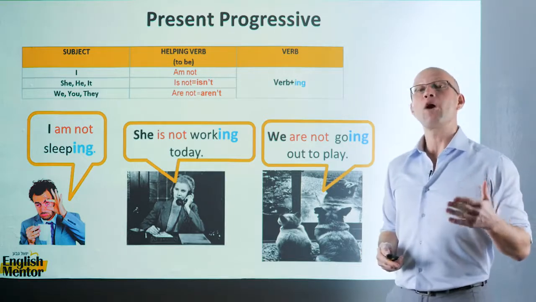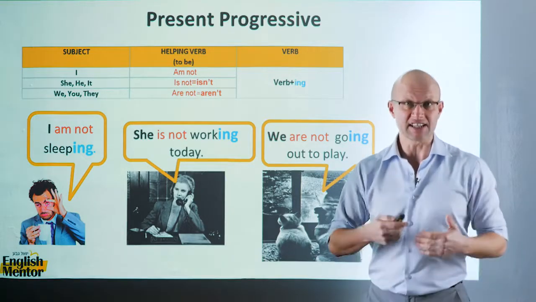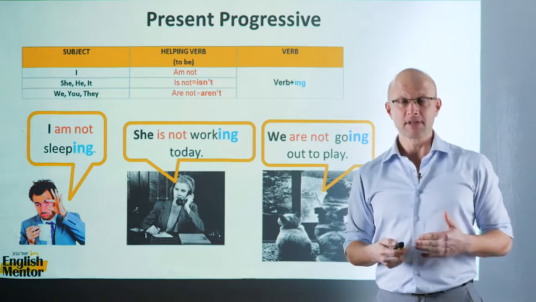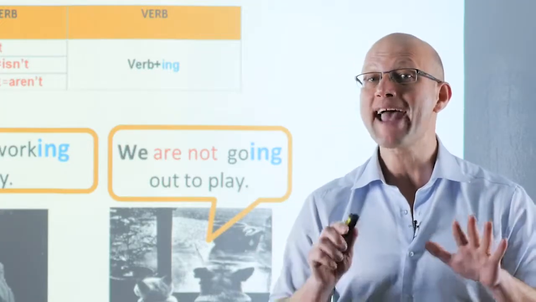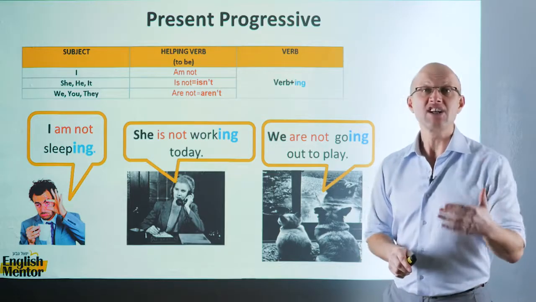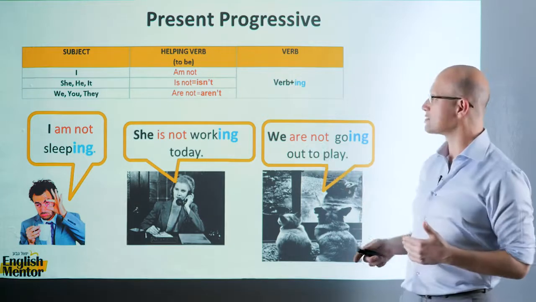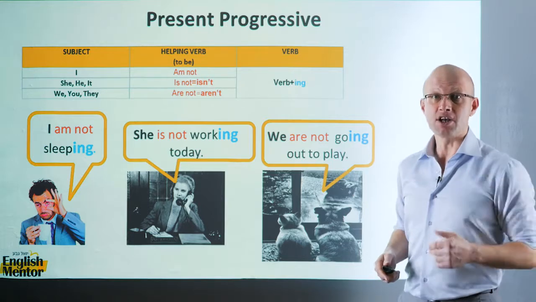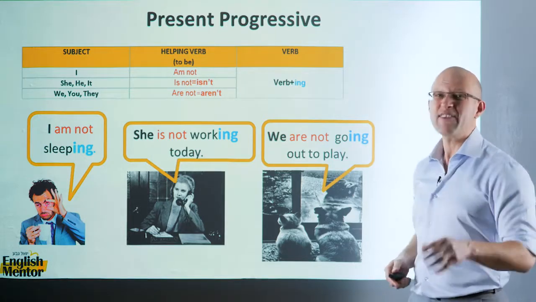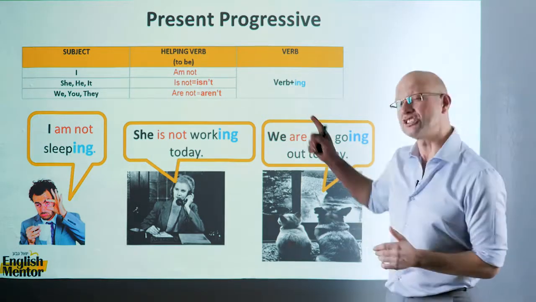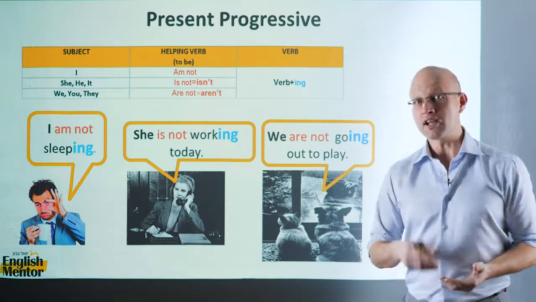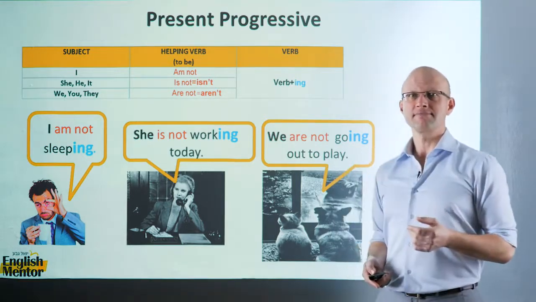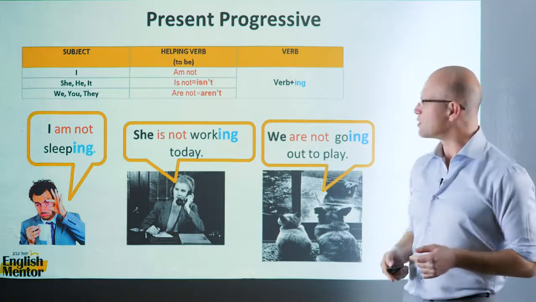Now, let's look at how we construct a negative sentence in present progressive. Again, we use the same helping verb. We just add the negative word, which is not. So, am not, is not, are not. But if you want to make it shorter, is not becomes isn't, and are not becomes aren't. Let's look at the examples.